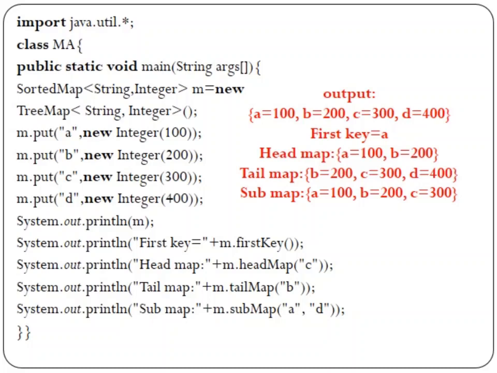So submap is a method which is going to return the values from the specified key till the end minus 1 key. End minus 1 key means I should get output up to C, from A to D. End minus 1 means I should get the result from A up to C. This is my result of submap. So I am getting A, B and C. This is how the submap will work. These are the different methods which are available in the sorted map interface, and it is a simple example.